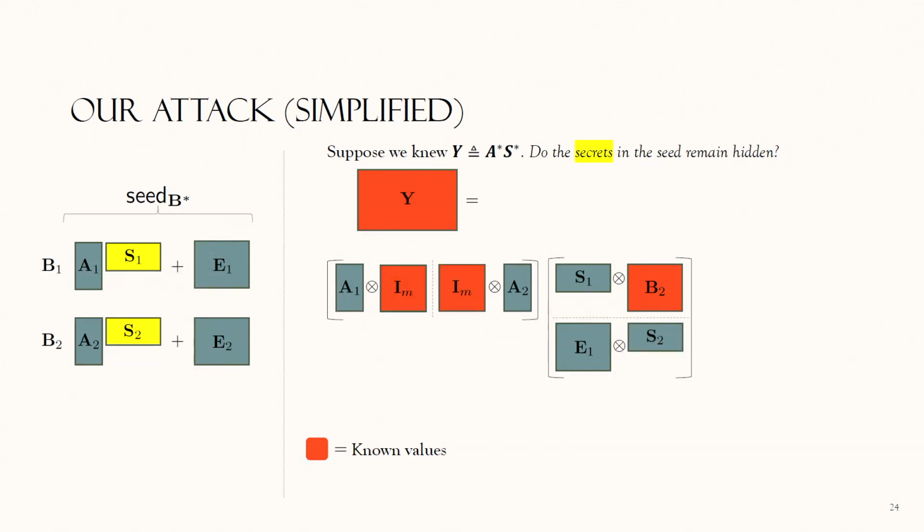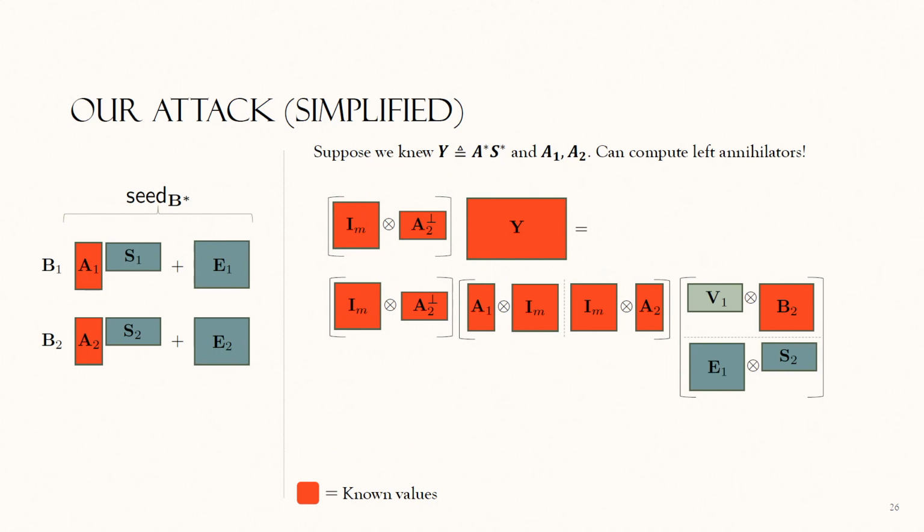So suppose we knew A star times S star, I'm going to call this Y. The question I ask is, do the secrets in the seed remain hidden, so S1 and S2? And I'm going to highlight in orange the known values. And suppose, in any good LWE assumption, you knew A1 and A2. Well, then I claim that you can actually recover S1. And how do you do that?